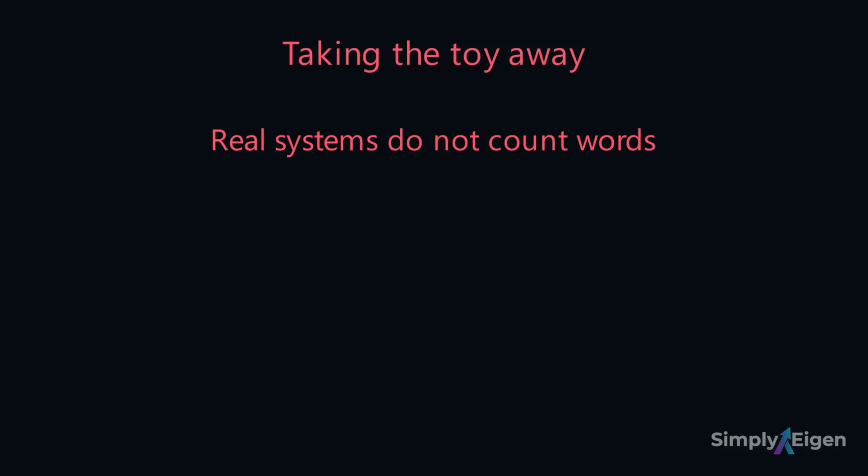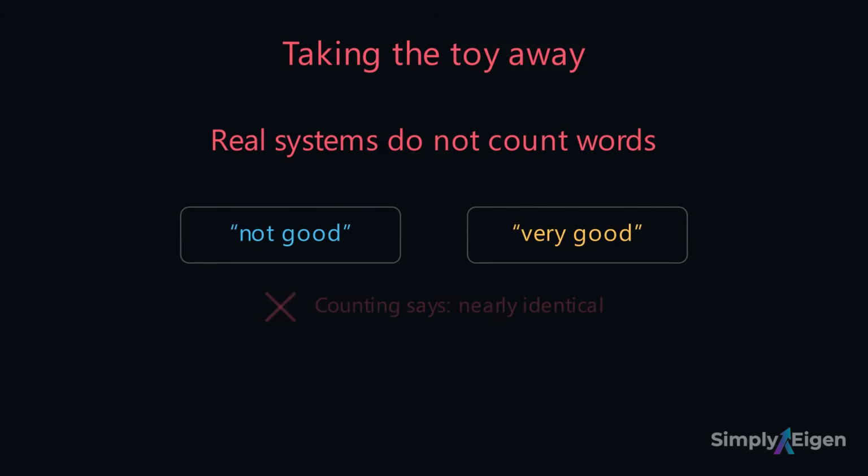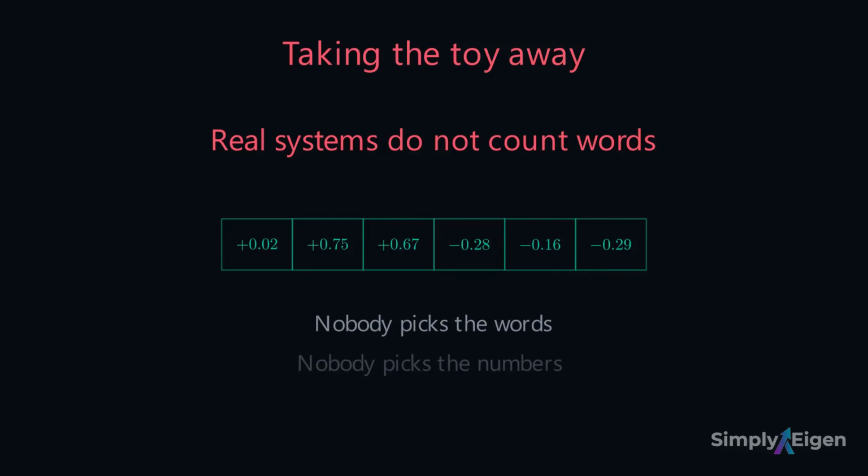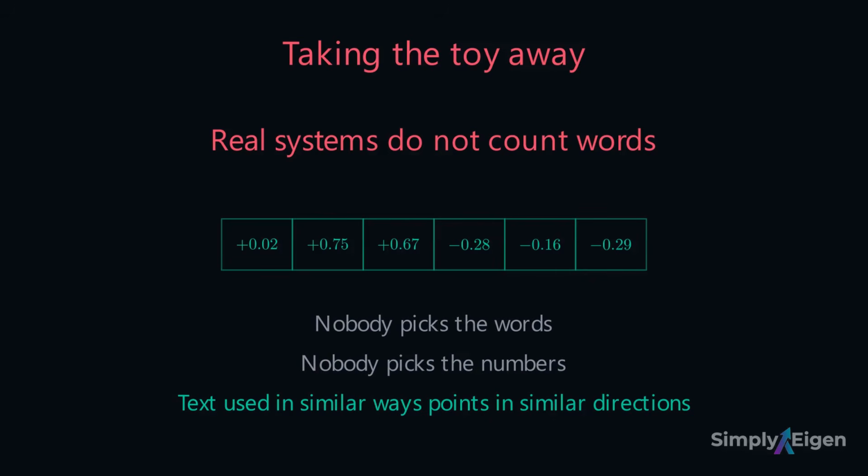Real systems do not count words. Counting words would tell you that not good and very good are nearly identical, because they share almost all of their text. Instead, the numbers are learned. A model is trained on an enormous quantity of text with a single goal. Arrange things so that pieces of text used in similar ways end up pointing in similar directions. Nobody picks the 6 words. Nobody picks any of the numbers. They fall out of the training.